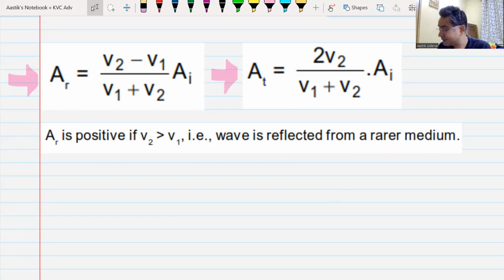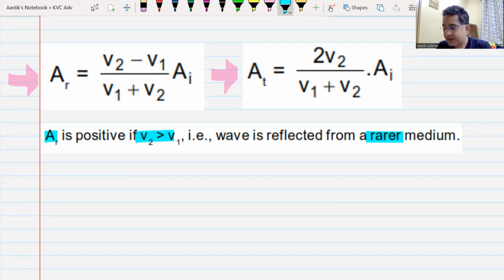As you can see, when the medium is rarer, V2 will be more than V1. So it is going from denser to rarer. AR is positive. That means AR and AI are in the same direction and therefore there is no phase change. So from this equation, apart from getting the value of AR and AT, you will also see that the phase change will automatically come. Do we understand what I'm saying here?